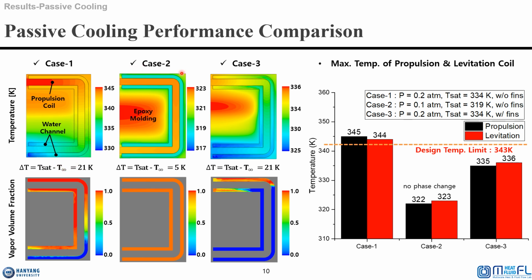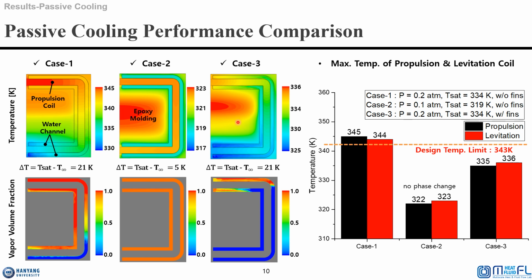In case 2, the condenser's small temperature difference between saturation and ambient disrupts the phase change process, leading to vapor accumulation in the evaporator and preventing efficient circulation cooling.